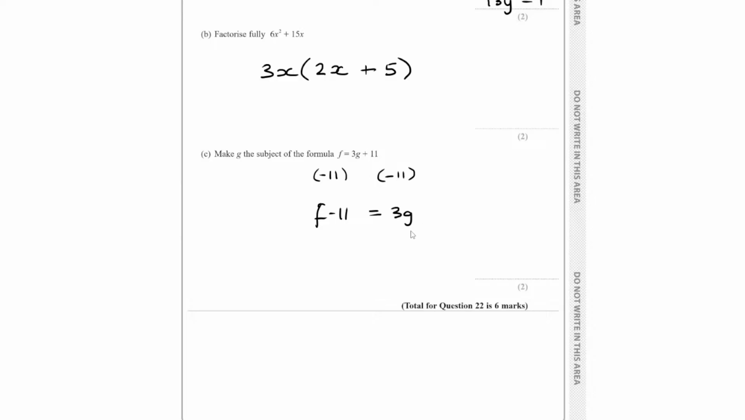It'd be 0. And then to do the opposite, to get rid of 3, I need to divide because it's currently 3 times g. So divide by 3. f minus 11 over 3 is g. So now g is on its own, isn't it? It's the subject.